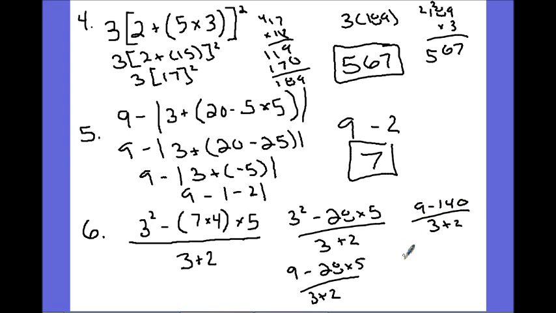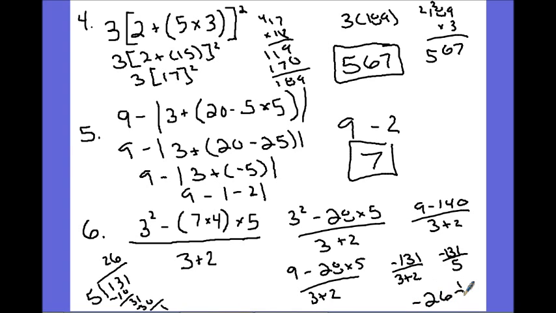9 minus 140 is negative 131 over 3 plus 2, which is negative 131 over 5. And then we're going to reduce this to, let's see how many times 5 can go into 131. So 26 times, that's going to be 130, with a remainder of 1. So that means I'm going to have negative 26 and 1/5.